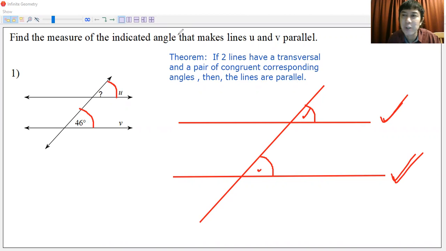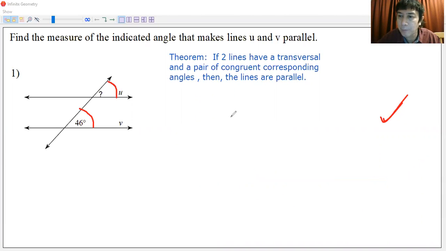All right, so let us start solving it. Let me clear my added drawings. We have here 46, the interior. The other one is also 46, so that lines U and V are parallel. All right, so our answer should also be 46 degrees.